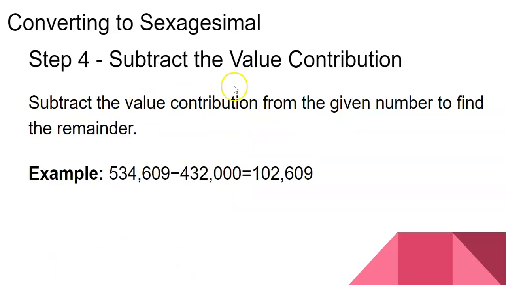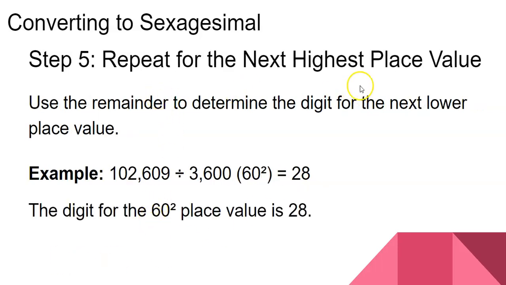Step number 4, subtract the value contribution from the given number to find the remainder. So for our example, our given number is 524,609 minus 432,000. The difference is 102,609. So our current remainder is 102,609. Then repeat the process for the next highest place value.